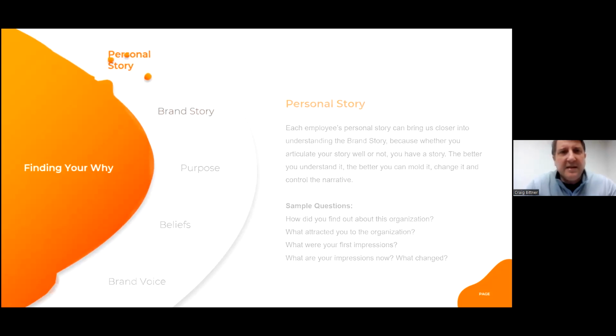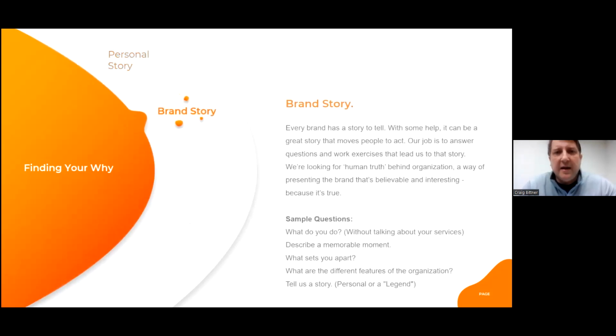The next piece is the brand story. Every brand has a story to tell, so with your individual organization, you get into that story. With some help, it can be a great story that moves people to act. And our job is typically to answer questions and work exercises that lead us into figuring out what that story is. When we're talking about the brand story, we're looking for the human truth behind the organization, a way of presenting the brand that's believable and interesting because it's true.